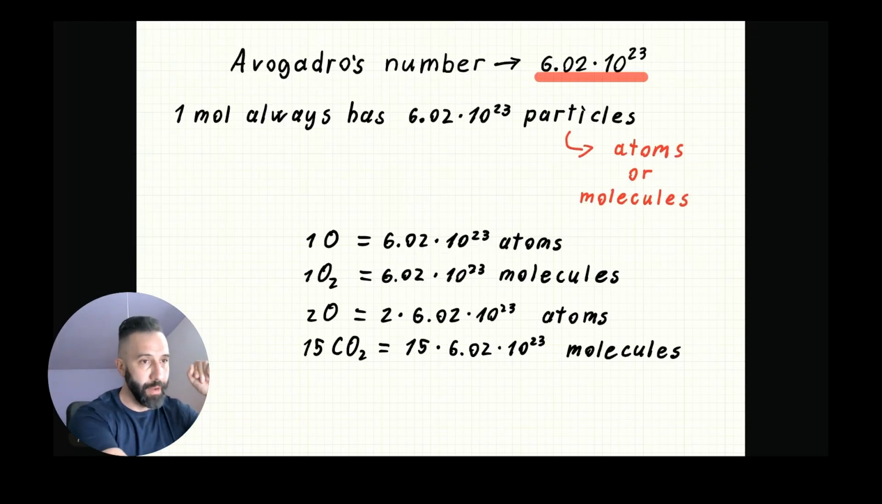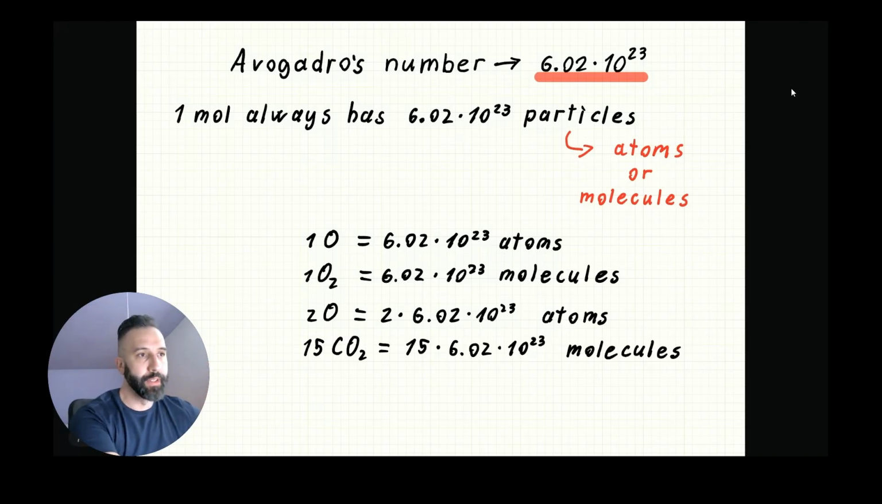Now, Avogadro's number is another thing that is very often used in AP chemistry. So Avogadro's number is 6.02 times 10 to the 23, 10 to the power 23. I'm not going to repeat this again. I'm just going to call it Avogadro's number from now on. Avogadro's number is a constant, and the rule is this: 1 mole of anything always has Avogadro's number of particles. And when we say particles, you can mean atoms or molecules.